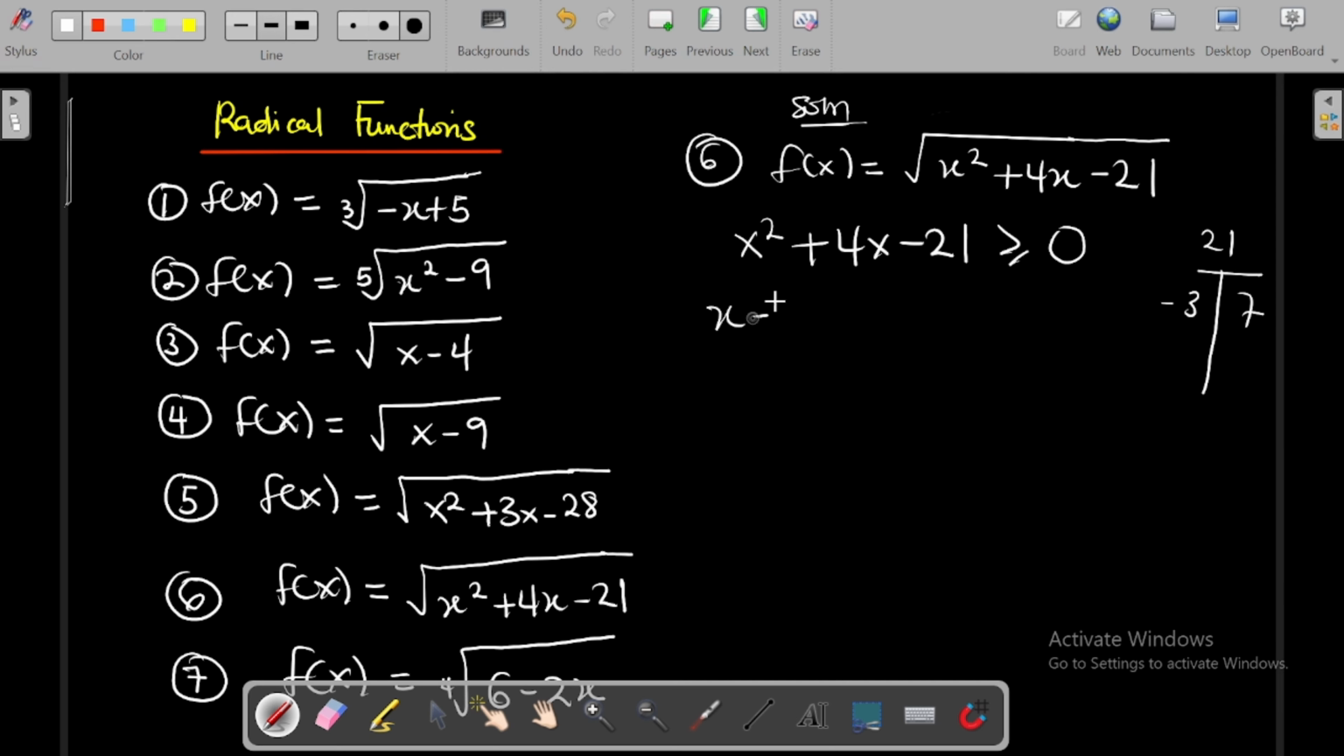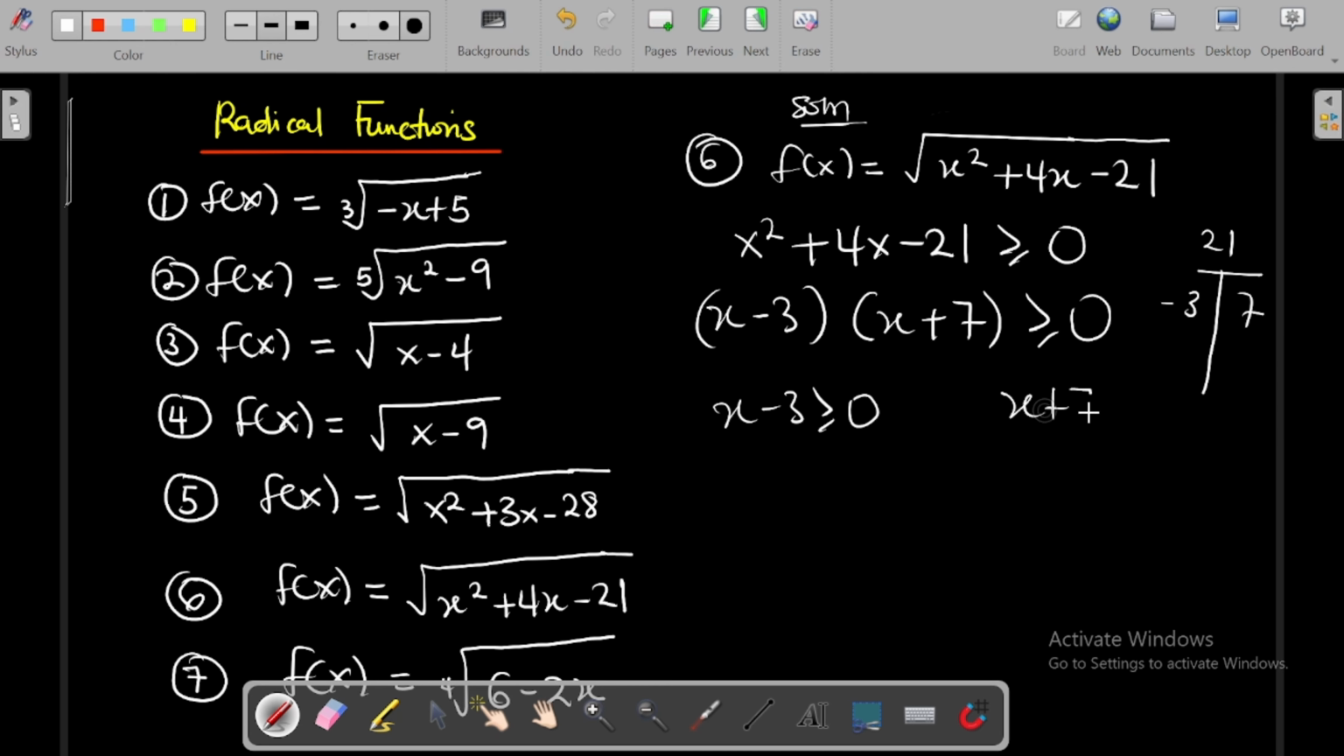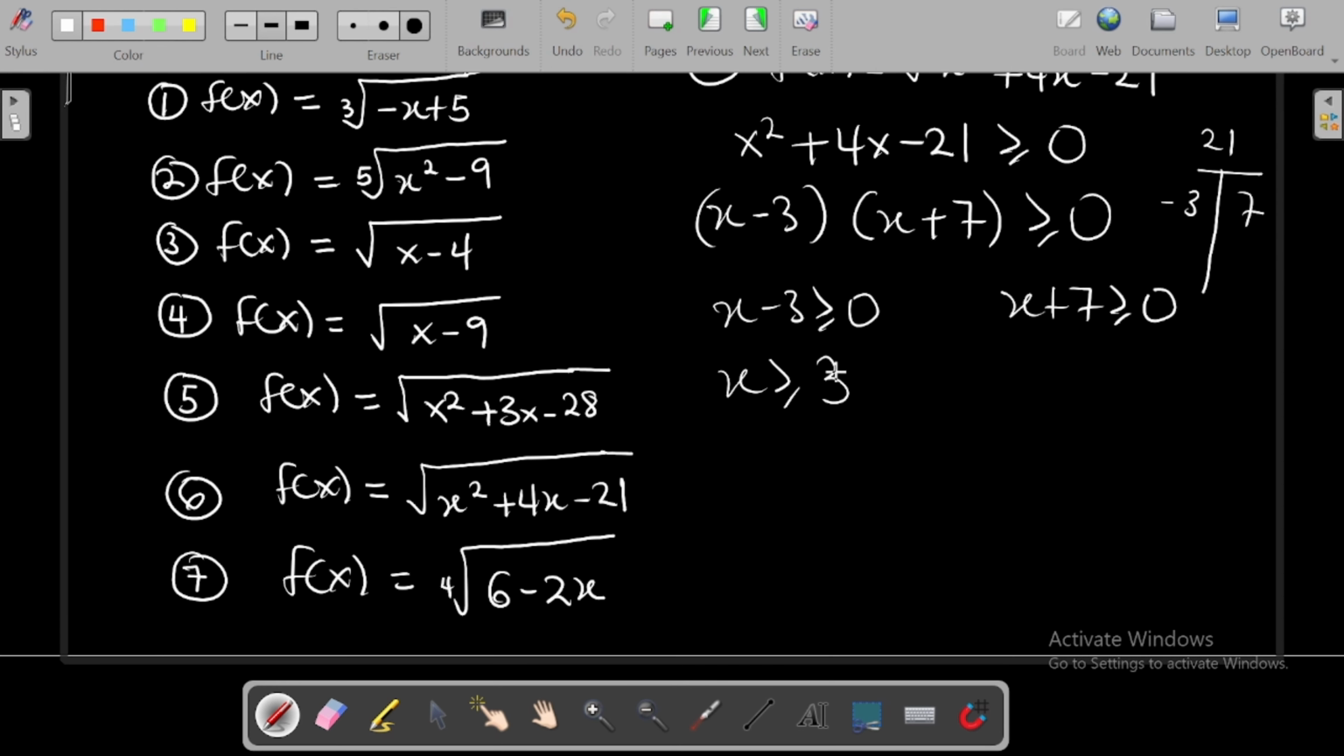So quickly, you write your factors greater than or equal to 0. Just like I said, the trick to solve this: x minus 3 is greater than or equal to 0, and x plus 7 is greater than or equal to 0. Now from here, x will be greater than or equal to 3, positive. Since you have a positive value here, you don't change the signs. But you notice that for this particular one, if you send the 7 to the right hand side of the inequality, you're going to get negative.